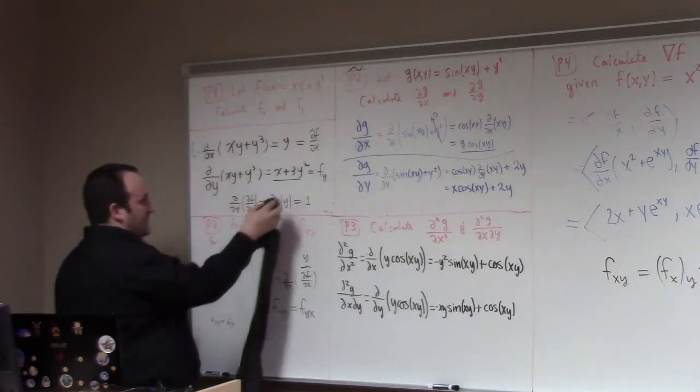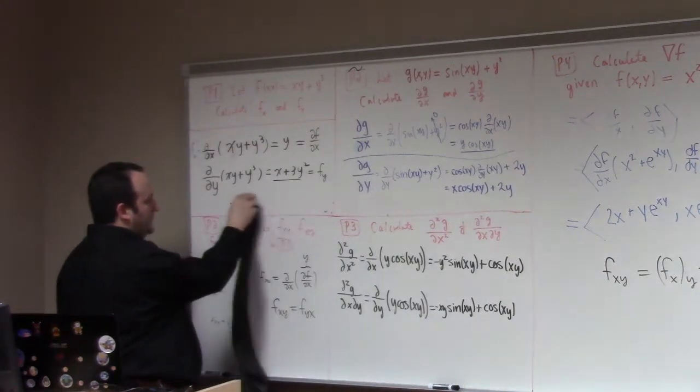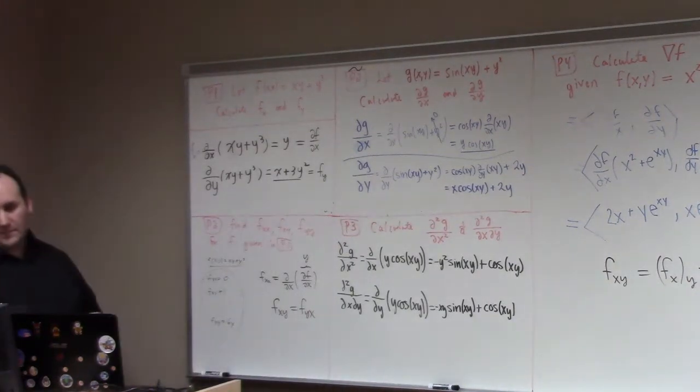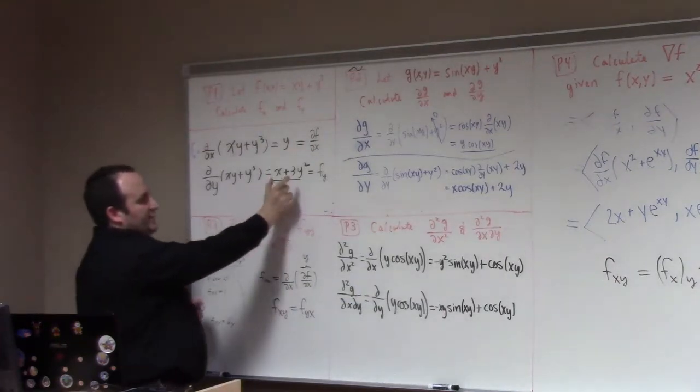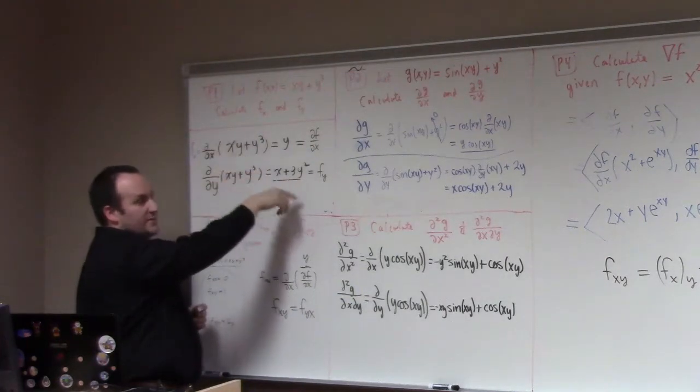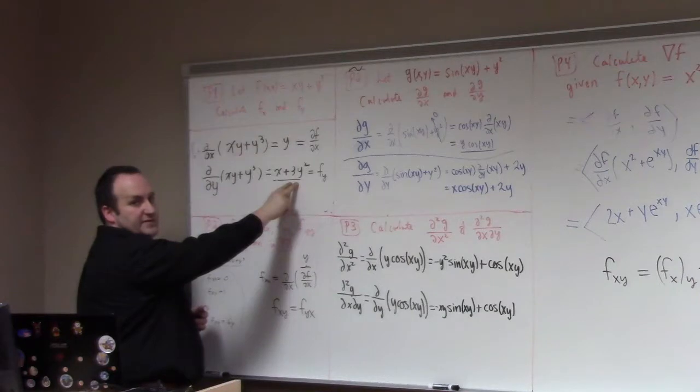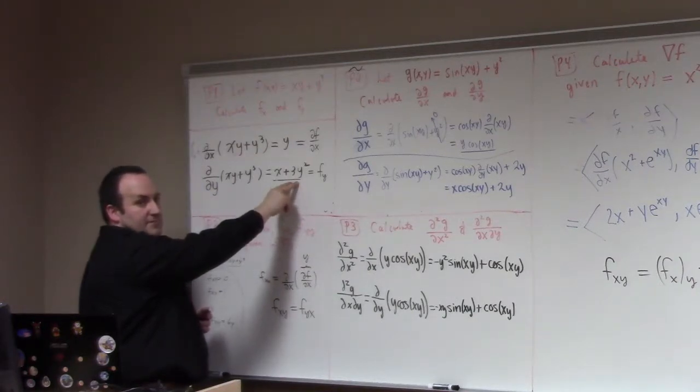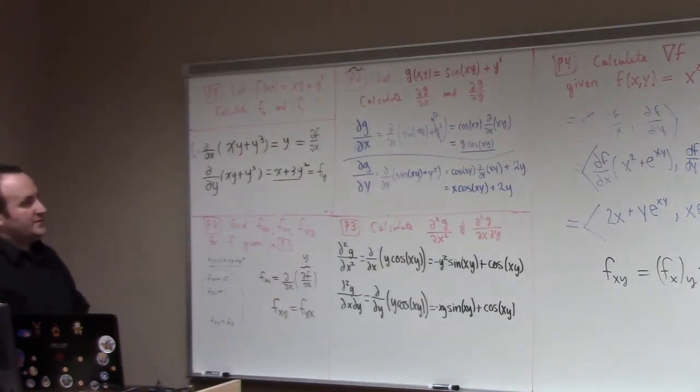fyy is 6y. Does that make sense to you guys? The second partial derivative with respect to y just differentiates this with respect to y. The x goes to 0. 3y squared differentiates to 6y. Are we all in agreement? I hope. Problem 2.